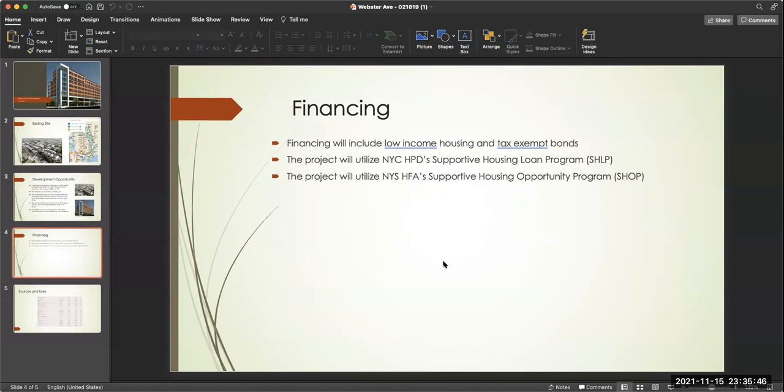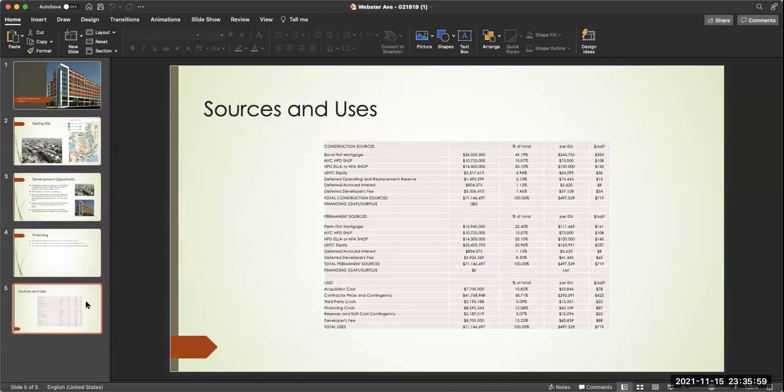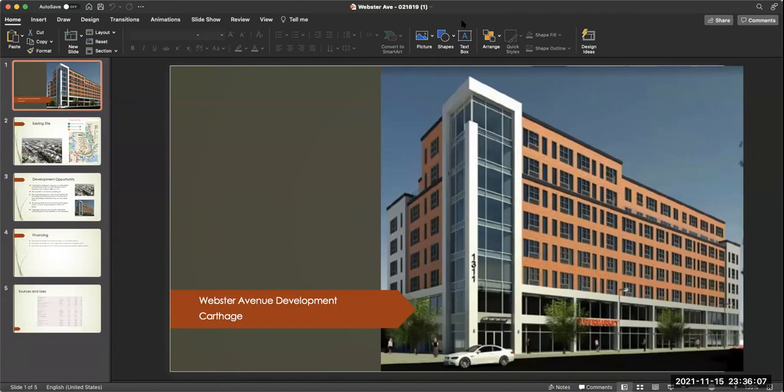Supportive housing largely is folks who are formerly homeless, but there's a number of other categories of folks who need this housing. They have different programs set up for them. Here's kind of an overview of the sources and uses of this deal. So let me jump into the Excel model.